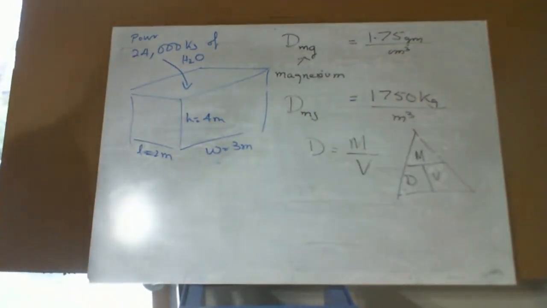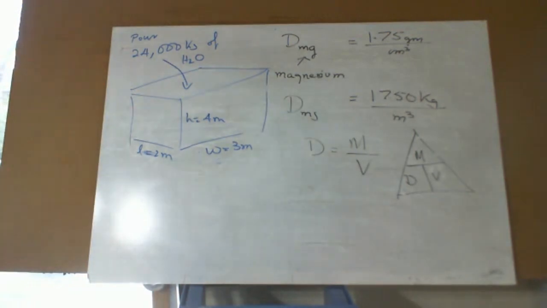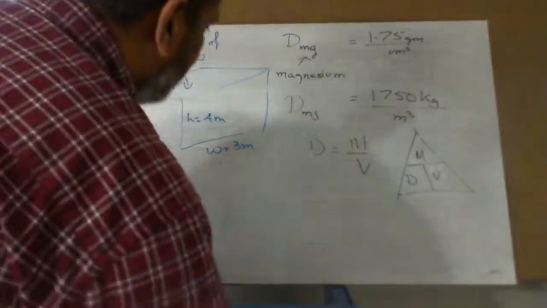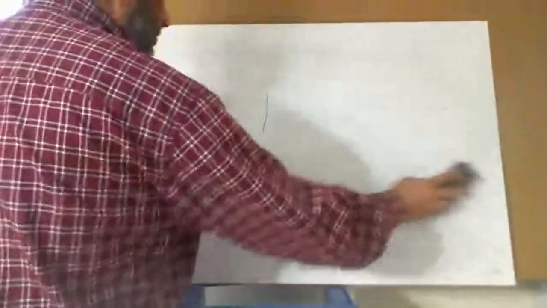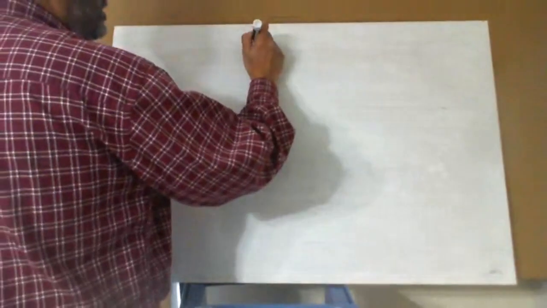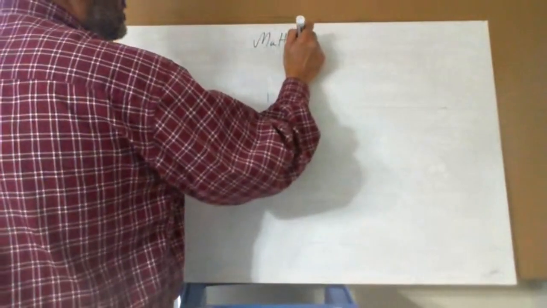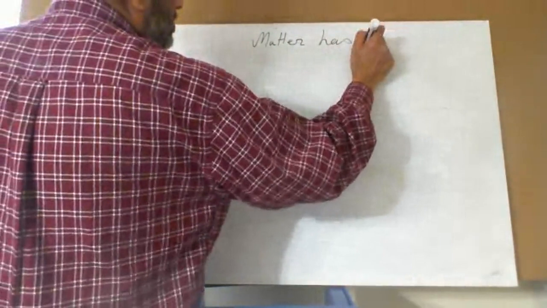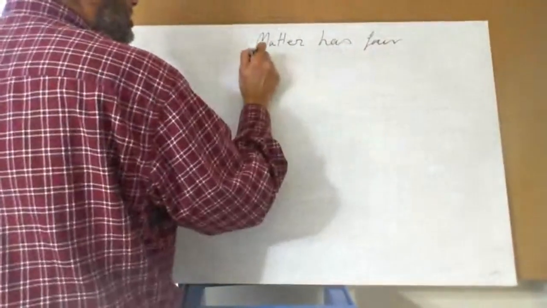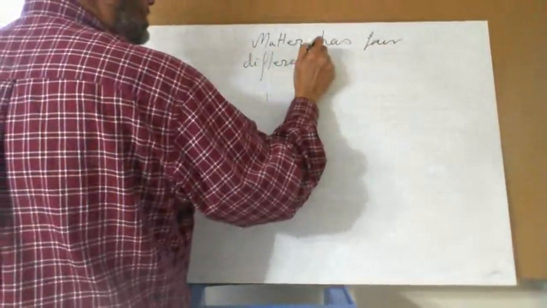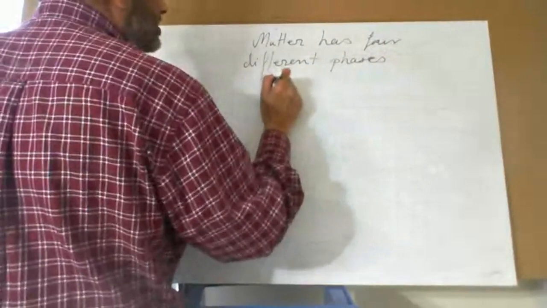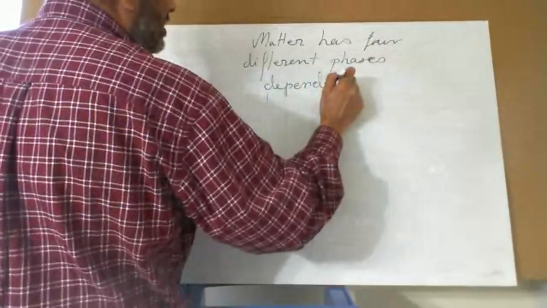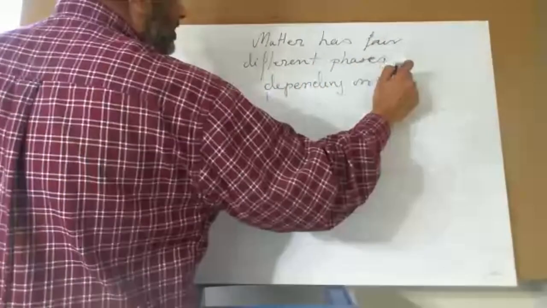Okay, so the next thing we are going to define: matter can exist in 4 different ways. Matter has 4 different, we call them phases, depending on the temperature.